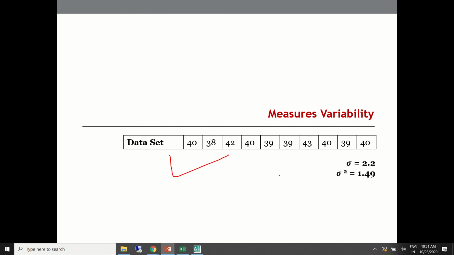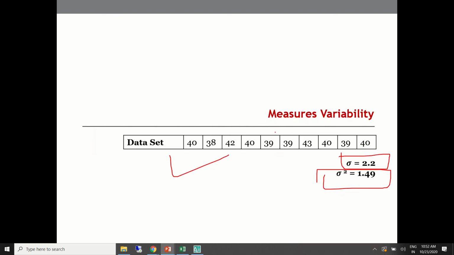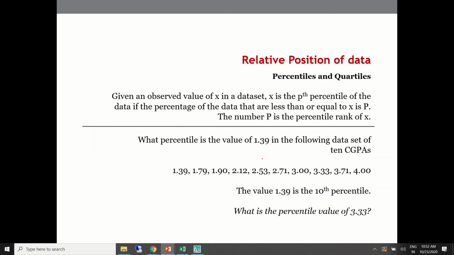I have given another example set. Maybe you can calculate the variance and standard deviation and check whether your calculation is right, and whether you are able to follow the same. If you are not able to follow, check this; I have worked it out here. The same thing can be applied for calculating variance and standard deviation.